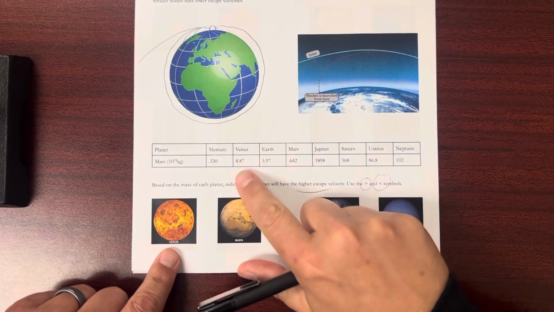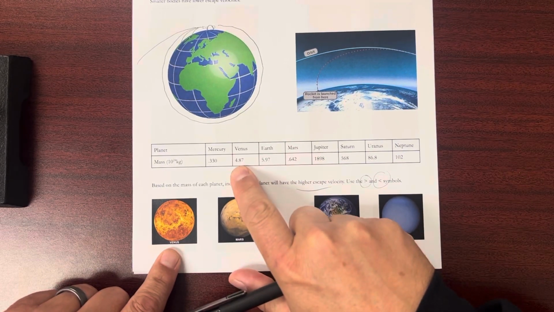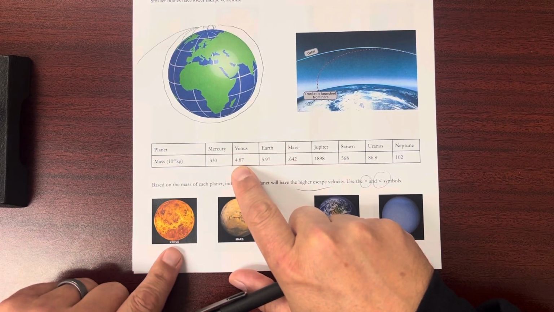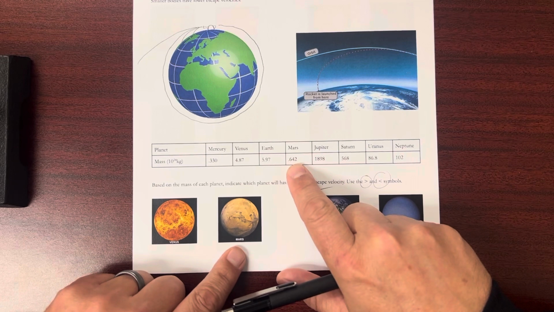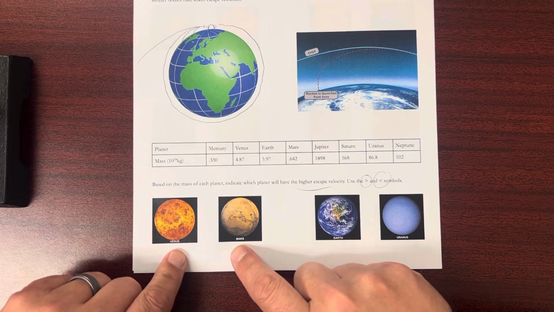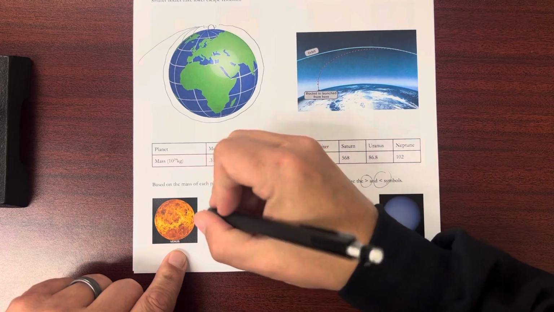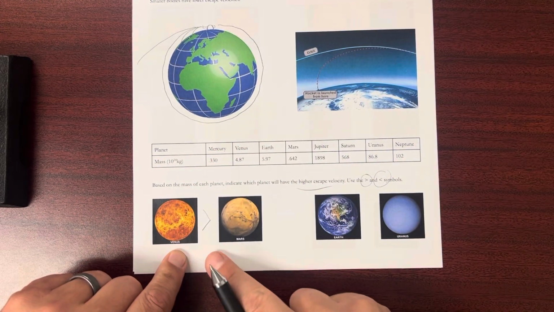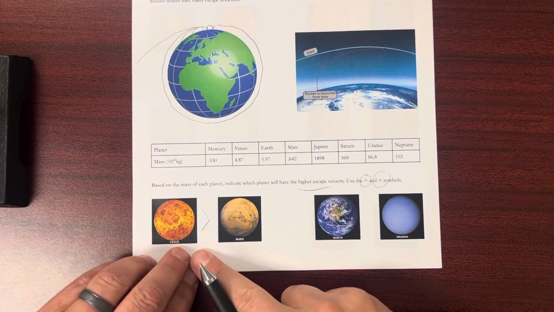So I look at Venus. Venus has a mass of 4.87 times 10 to the 24 kilograms, okay? Mars has a mass of 0.642 times 10 to the 24 kilograms. So which one will have the higher escape velocity? Well, it's going to be the bigger one, the one with more mass. So that means Venus is greater than Mars. Venus is going to have the higher escape velocity.